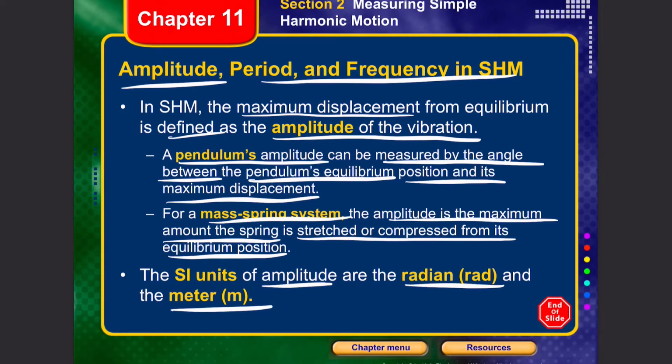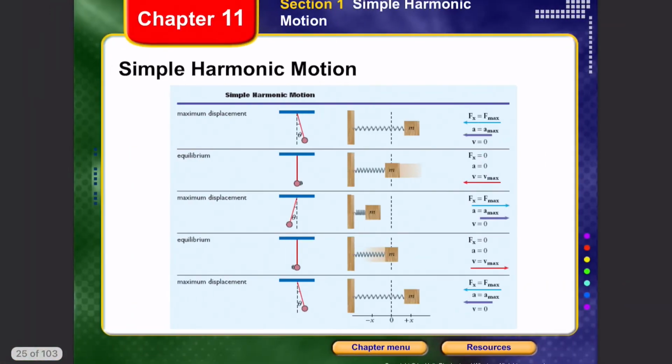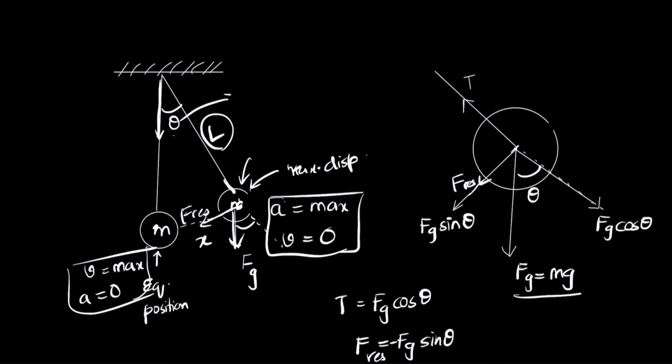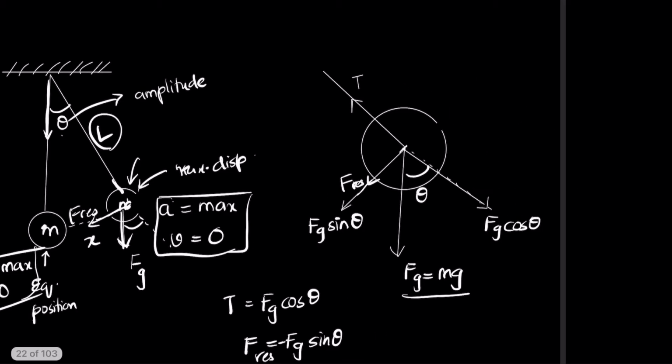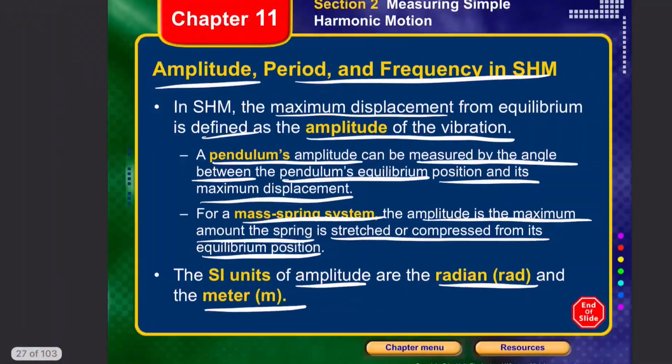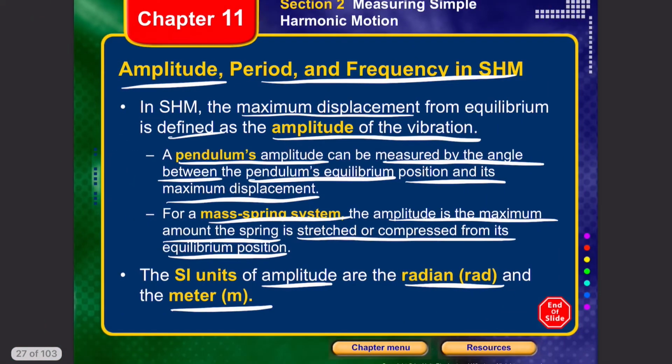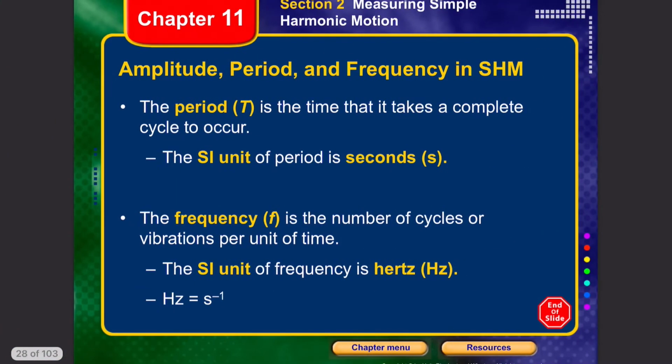So in simple harmonic motion, in pendulums, this angle right here, the angle theta, is the representation of the amplitude. And we generally calculate that in radian. For a mass spring system, the distance itself can be considered as the amplitude.